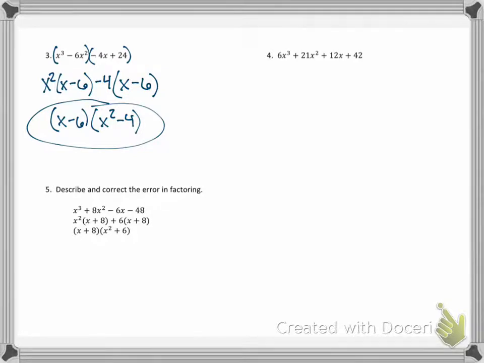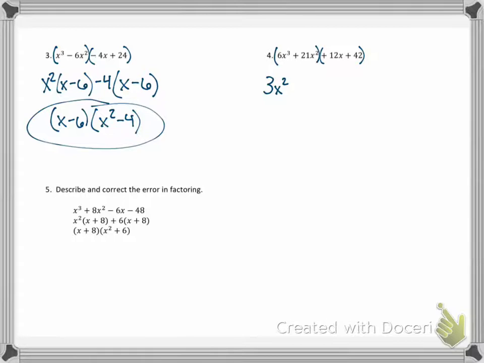All right, number 4 here, same deal. Group them. Your first group, biggest thing you can divide out, 3x squared. You cannot take a 6 out of both because 21 is not divisible by 6. You have to have whole numbers, or integers I should say. You can't have decimals here.